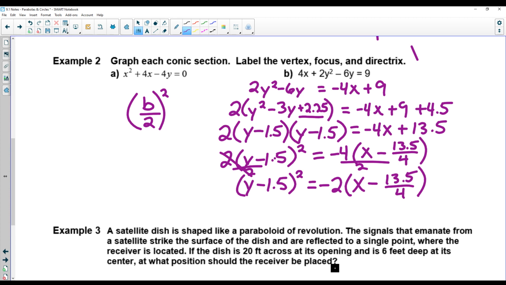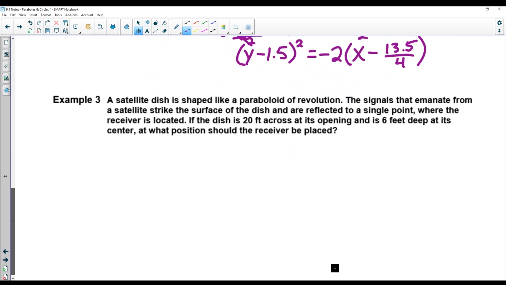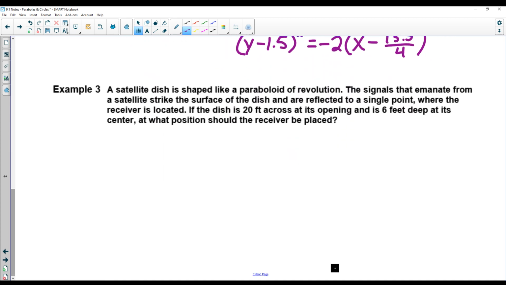Let's get down to this last one. This last one is extremely useful. You got a satellite dish. It's shaped like a paraboloid of revolution. All that means is it's shaped like a parabola. Okay, don't make that hard.